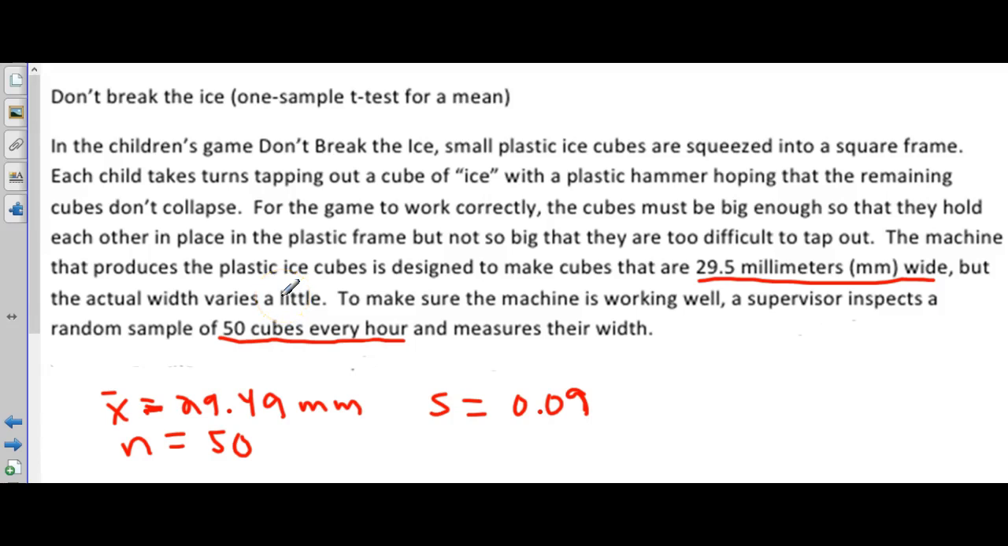And to make sure the machine is working well, a supervisor inspects a random sample of 50 cubes every hour and measures their width. And here we have a sample mean, our sample size, and our sample standard deviation for this particular set of 50 cubes. And so the question is, do these data give convincing evidence that the mean width of cubes produced this hour is not 29.5 millimeters? So we're going to assume the process is in control unless the data suggests otherwise.